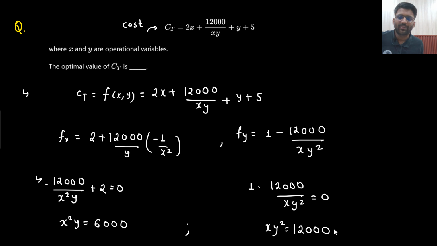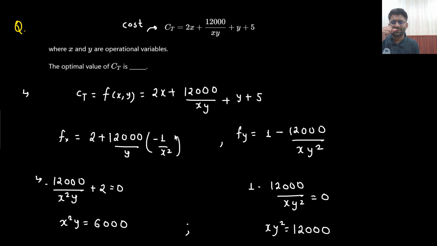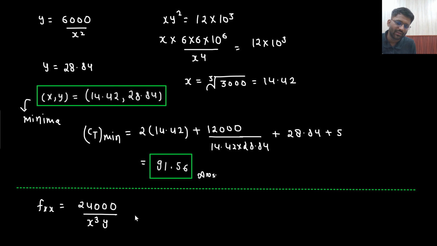Sir, fxx will become, you have to differentiate with respect to x. So this will become 0. This will be x to the power minus 2. So minus 2 will come in front. So it will become 24,000 divided by x cube y, right? Because minus x to the power minus 2 will come in front, this will become minus 3. So 24,000 x cube y. What will be fyy?